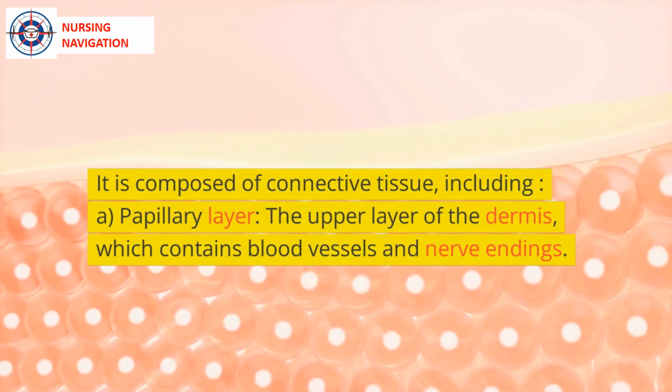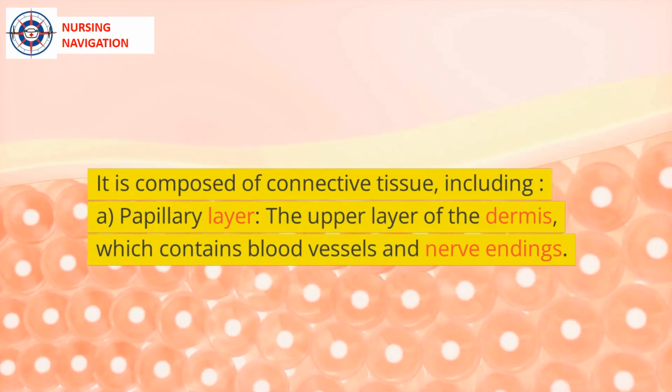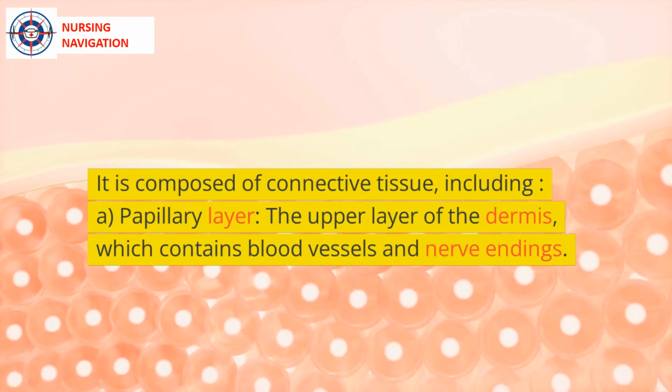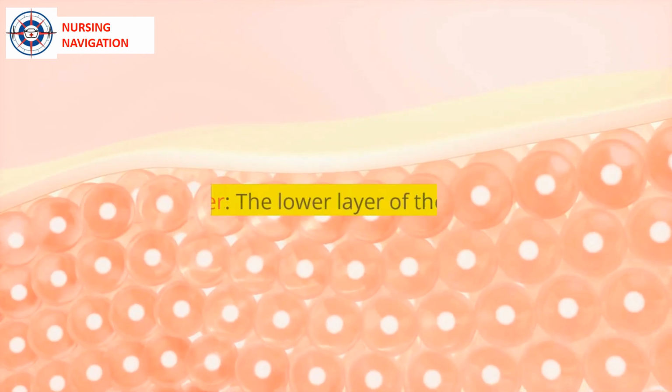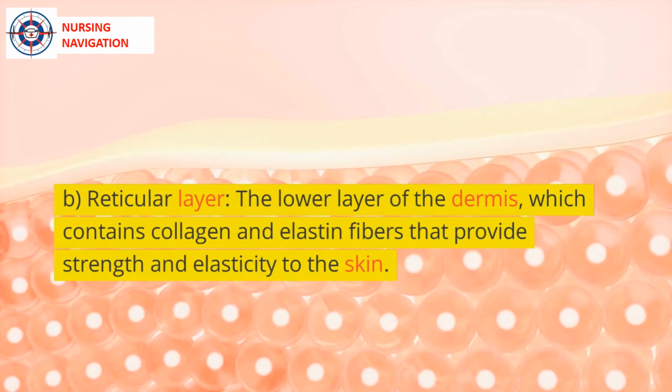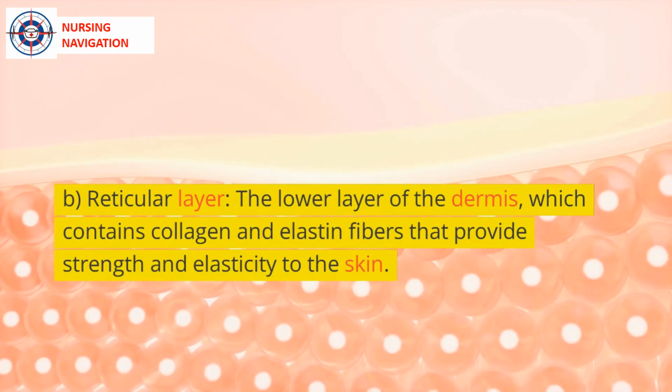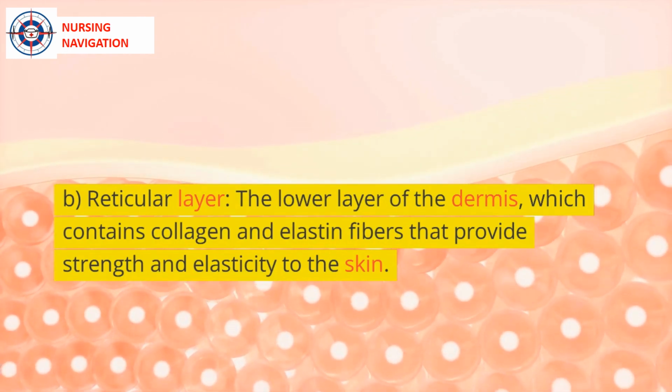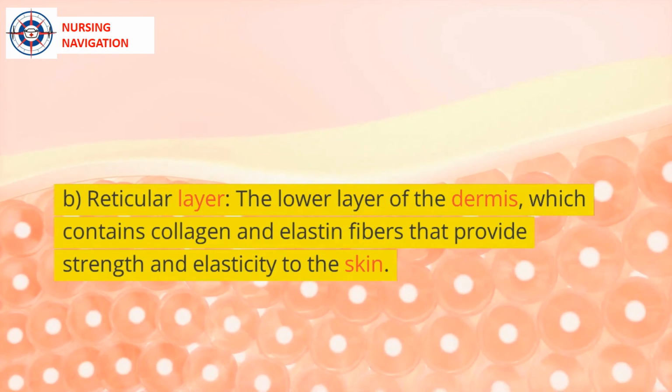Papillary layer, the upper layer of the dermis, which contains blood vessels and nerve endings. B. Reticular layer, the lower layer of the dermis, which contains collagen and elastin fibers that provide strength and elasticity to the skin.